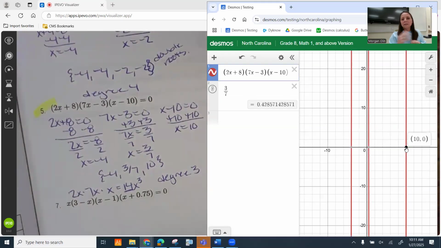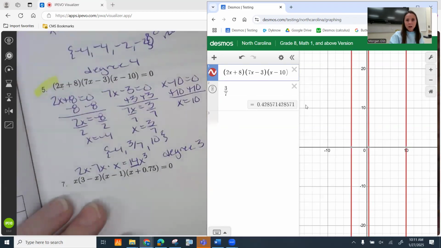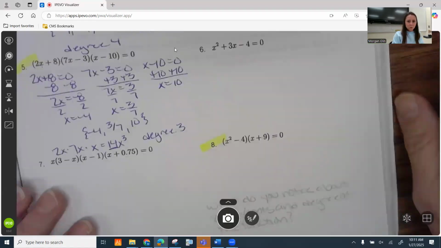The unfortunate thing is Desmos on this one, I guess you can write it as a fraction. The problem is this 0.429 has rounded it. So if you just plug it in there, it's not going to give you the correct fraction. That's the only thing with that right there. All right, so let's go and look at some more.